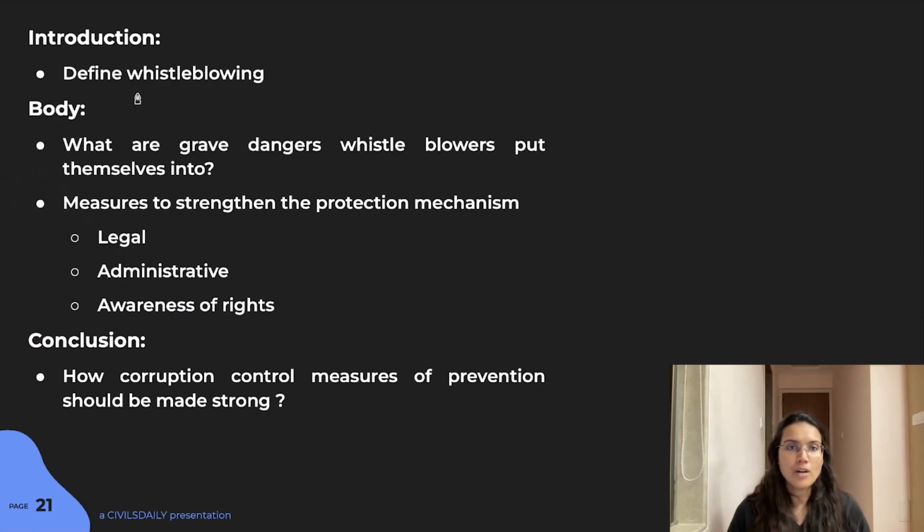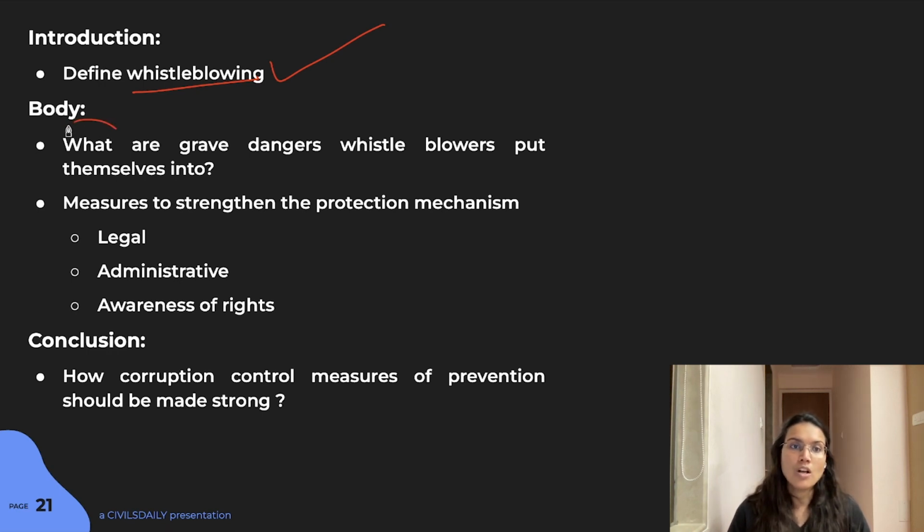So, what you do in the introduction is define what is whistleblowing. You talk about how it has a significant role in controlling corruption. And you can also add examples here. You can talk about Satyendra Dubey, you can talk about Edward Snowden. Okay, these kind of famous whistleblowers you can talk about.